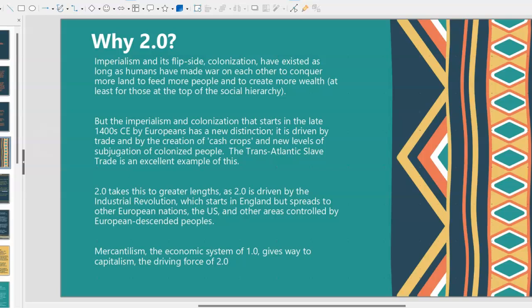2.0 is also driven by wanting to make more profit, but now we have the Industrial Revolution at play, which means that it doesn't take as many people to make things as it takes people to buy things. So we get a kind of shift in the way the market is working.